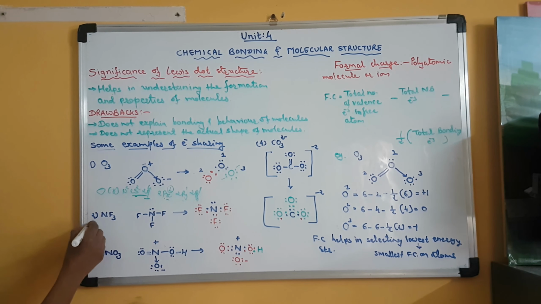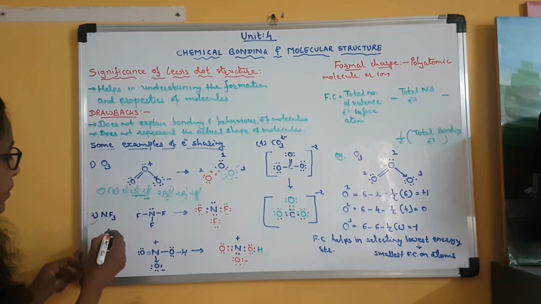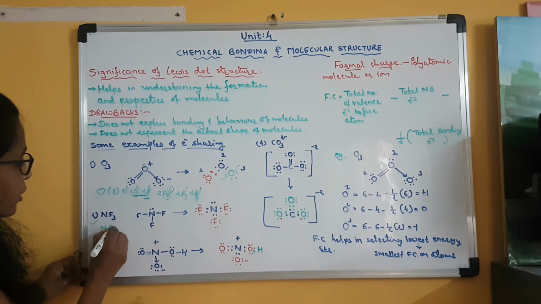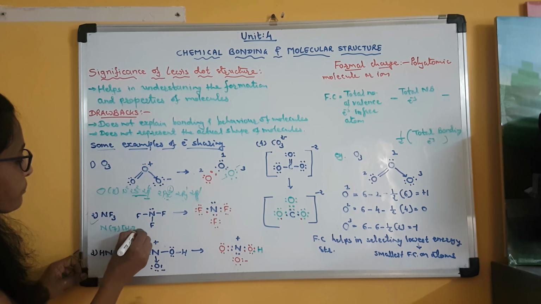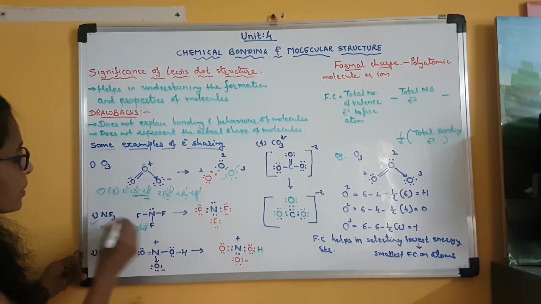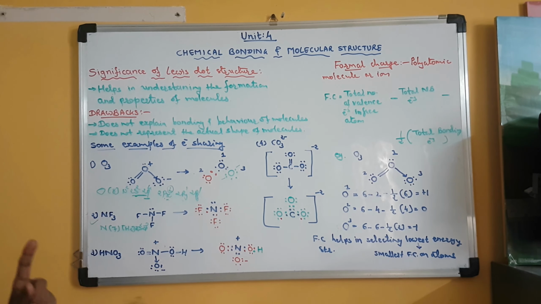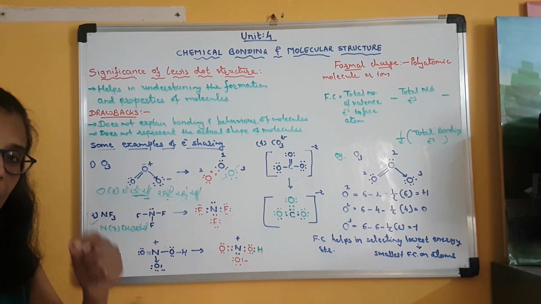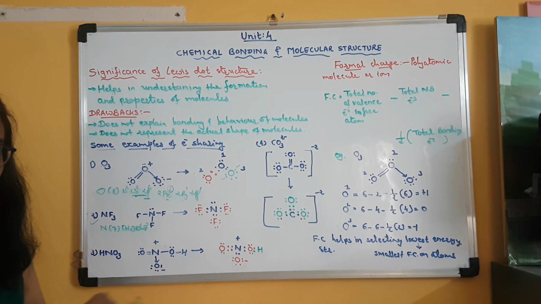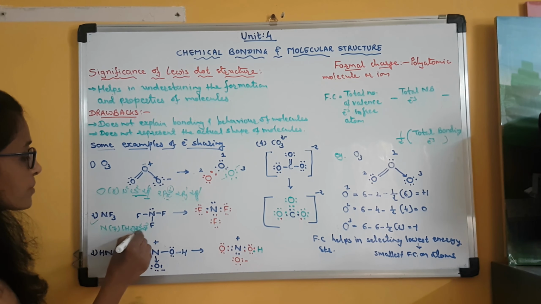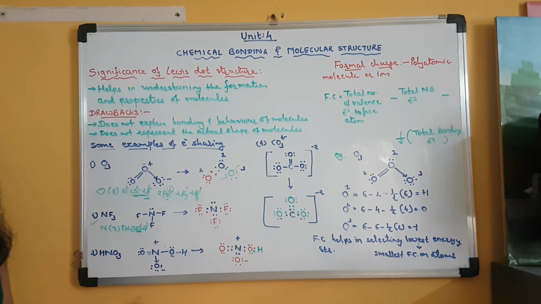Second is about NF3, nitrogen trifluoride. Now nitrogen has atomic number 7, and its configuration is helium 2s2 2p3. So nitrogen has 3 unpaired electrons. 2p3 means it is 2px1, 2py1, 2pz1. Clear? And there is one electron pair present in 2s.